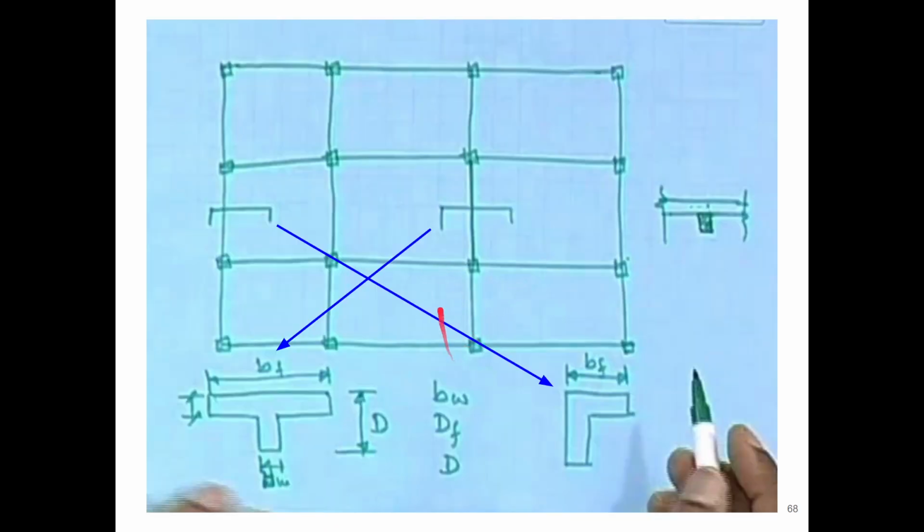So as I just discussed, these are the locations of T beams and L beams. This L beam you will find mainly at the edges of a building, and this T beam you will find in the interior sections anywhere, because the slab is present on both sides, but here it is only present on the right side, not the left.